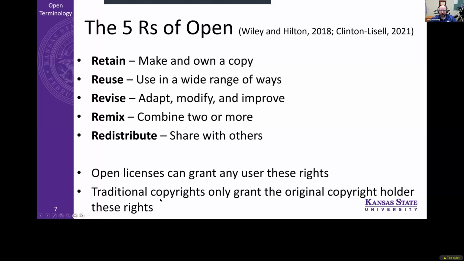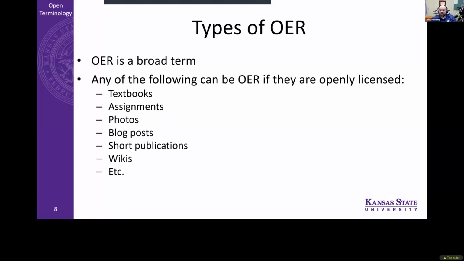So traditional copyrights, it's like all rights reserved, whereas with Creative Commons, you can pick and choose which, or in some cases, all of these rights you can give to all the users. We also have different types of OER.